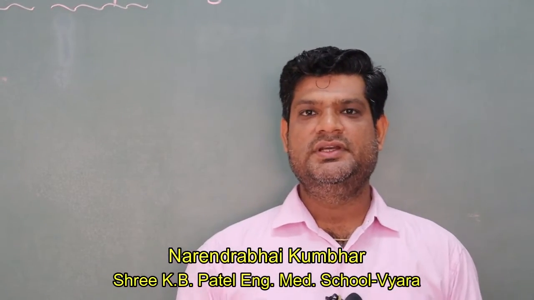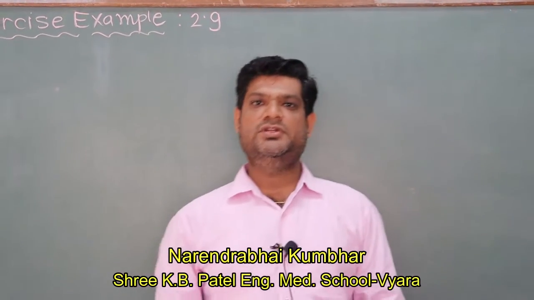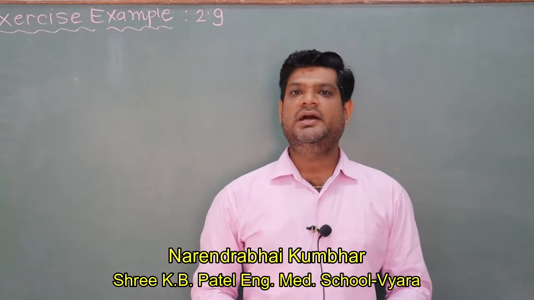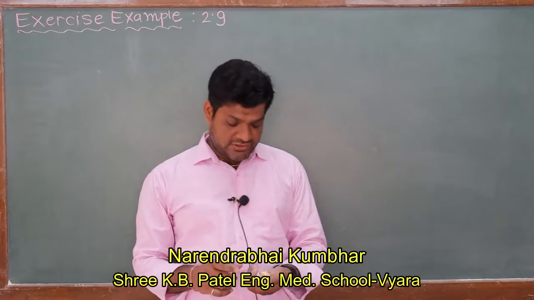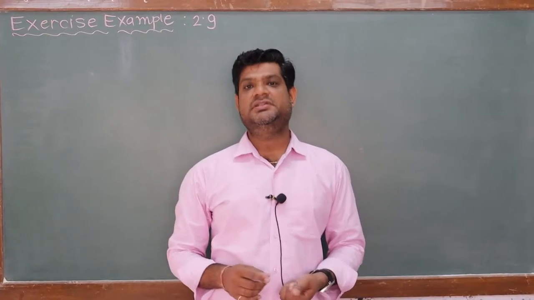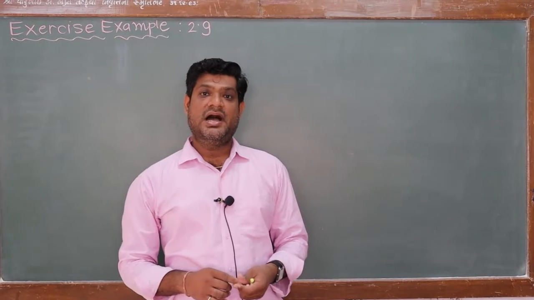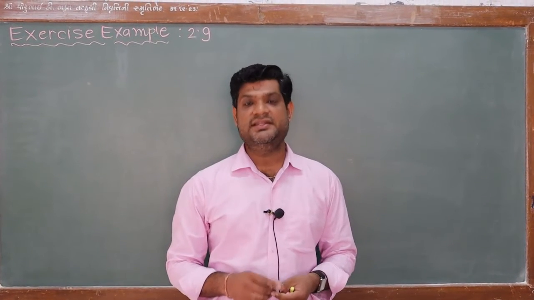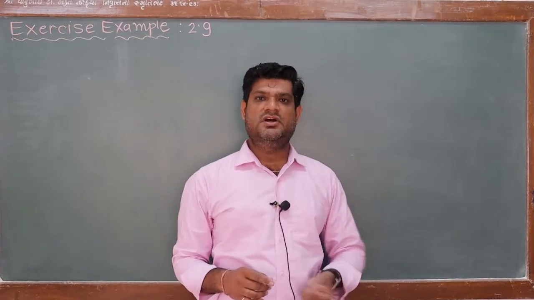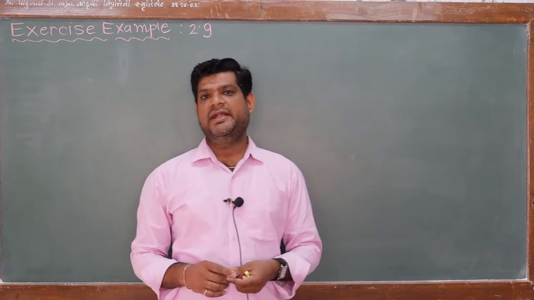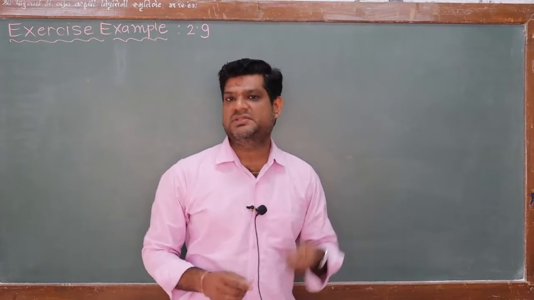Dear students, in the last video we studied the exercise examples up to 2.8. Now we will see exercise example 2.9. See what is given in that example. Three capacitors of 9 picofarad each are connected in series. Find the equivalent capacitance of the series combination and the potential drop across each capacitor. These are the two questions.